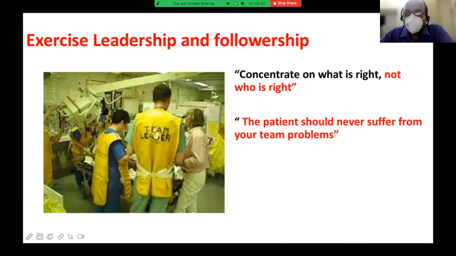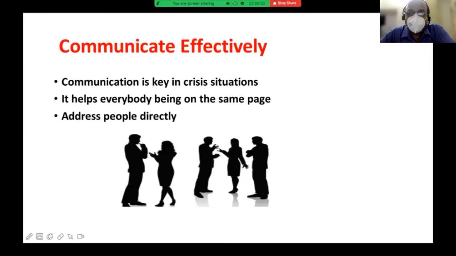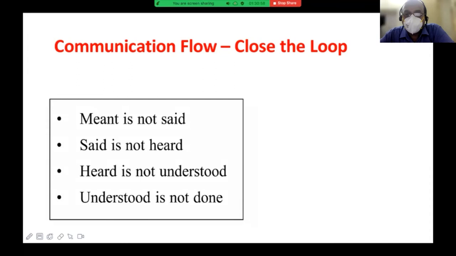Concentrate on what is right, not who is right, because the patient is the important thing in our focus. Communicate effectively; closed loop communication is very important. As you know, what is meant is not said, what is said is not heard, what is heard is not understood, and what is understood is not done. So closed loop communication is very, very important.